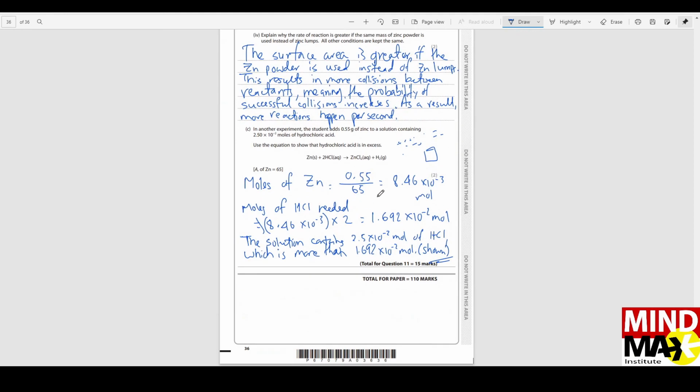Then the last question is about finding which one is in excess. They are telling us we have to show that HCl is in excess. First we find how many moles of zinc there are. They give 0.55 grams as the mass, and the molar mass is 65, so we get this many moles of zinc. According to the mole ratio, 1 mole of zinc will react with 2 moles of HCl. So we multiply the moles of Zn by 2 to get the required moles of HCl. We got 1.692 × 10⁻². But this is the amount we need, and we are provided with 2.5 × 10⁻², which is more than what we need. So HCl is proven to be in excess.